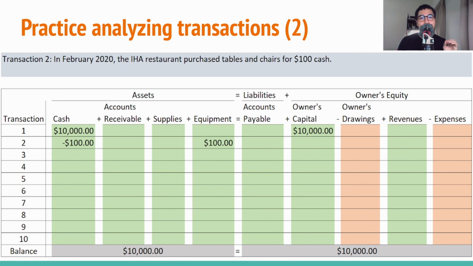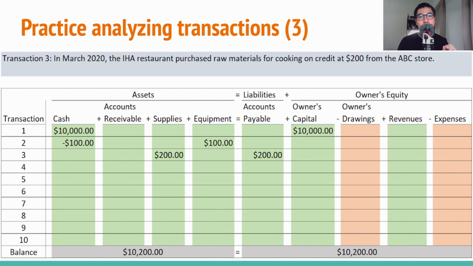The second transaction is in February 2020. The IHA restaurant purchased tables and chairs for 100 cash. Firstly, we get that 100 was spent for tables and chairs, therefore the cash decreases by 100. The tables and chairs are increasing the equipment by 100. So on the right side of the equation, there is nothing to change because the economic event did not relate to the restaurant's debt or changing its owner's equity. So afterward, we still get the balance between the left and right side, which is 10,000. And we are still on the right track, aren't we?